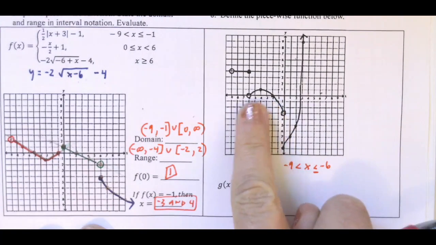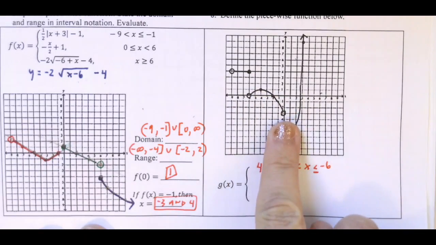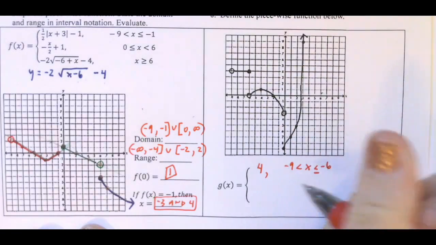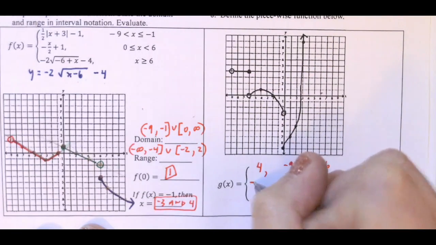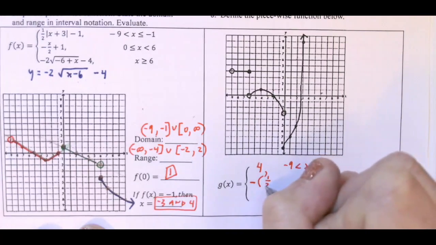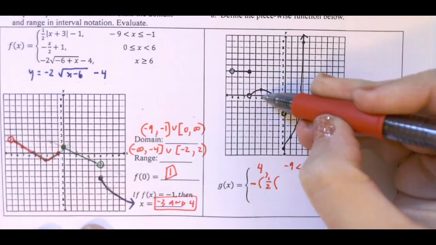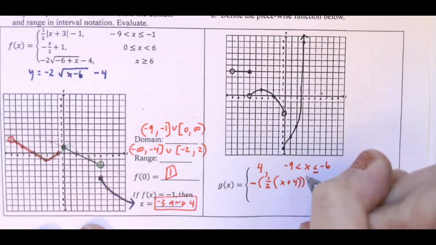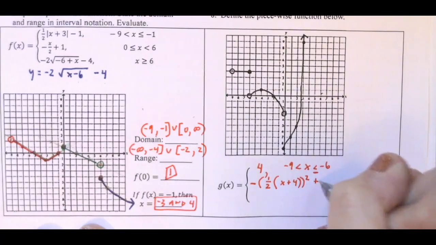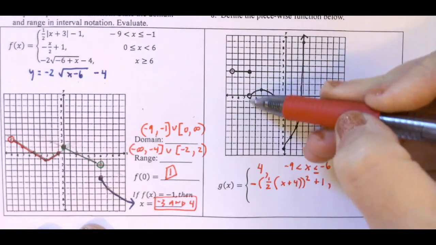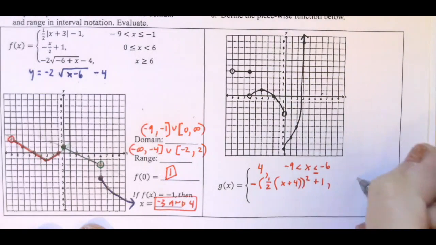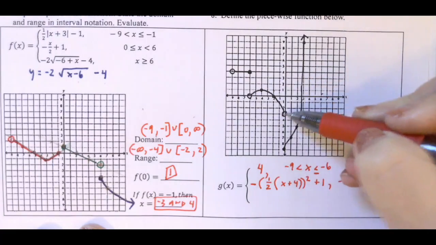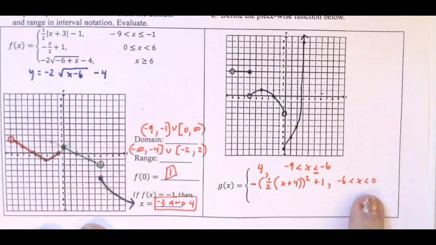Okay, this next one looks like a quadratic, looks like a parabola, opens down, has a horizontal stretch of 2. So I would say first, I'd say negative outside, inside 1/2. Okay, we're left 4 up 1. So x plus 4, close both sets of parentheses, make it squared, and add 1. But only between negative 6 and 0. And it's hollow in both of those locations, so nothing takes a little dash.